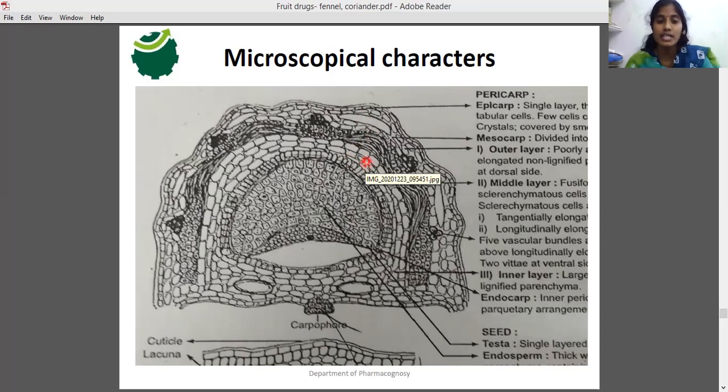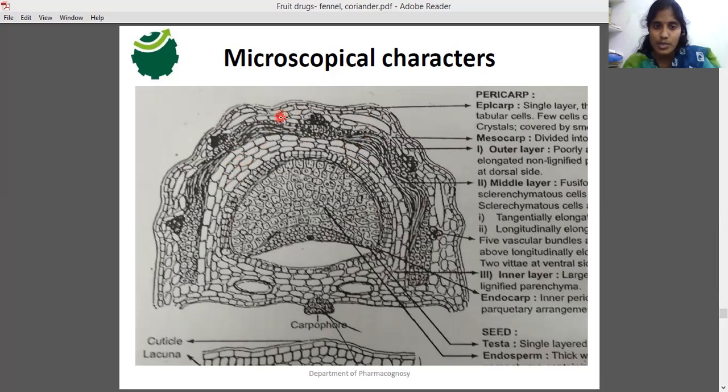The inner layer is made up of parenchyma type of cells which are tangentially arranged. Here you can see the size of these inner layer parenchyma cells is larger. It is made up of larger reticulate lignified parenchyma type of cells which are tangentially elongated, tangentially arranged.